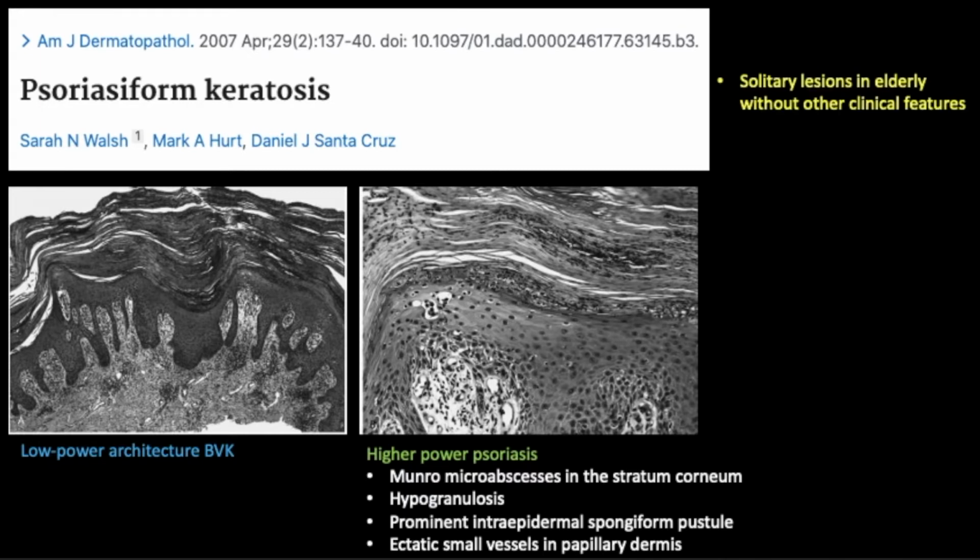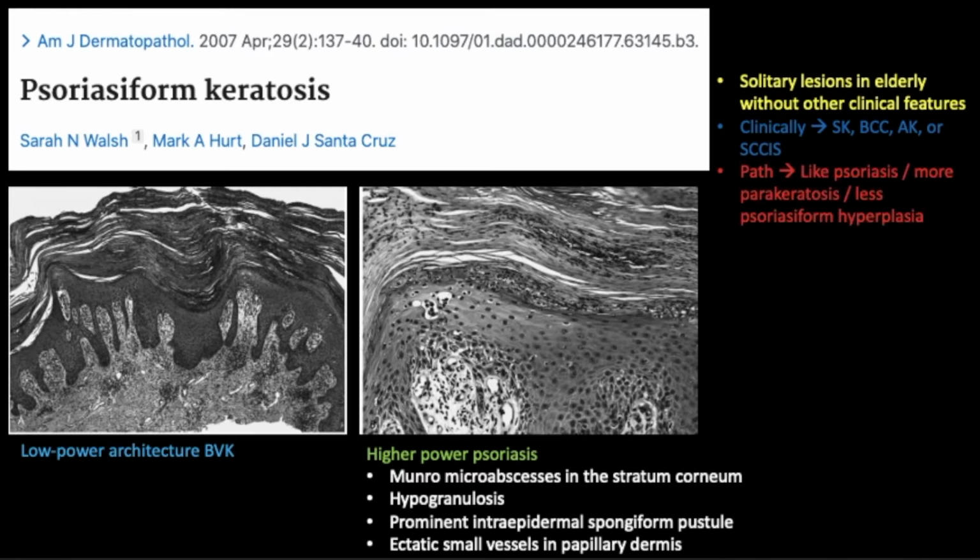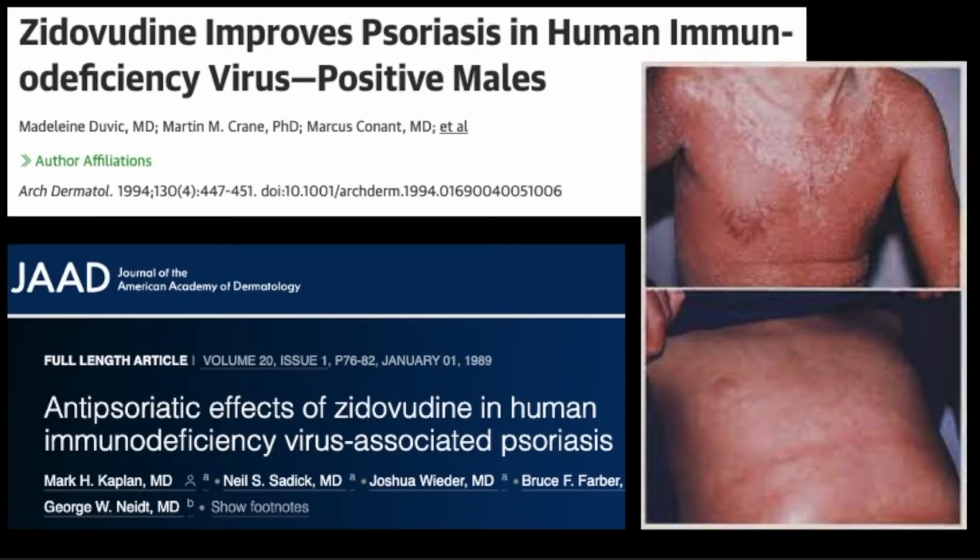The difference between this and the regular psoriasis is clinically this condition has a single lesion and is found in the elderly, and clinically it has multiple features. It could appear as SK, BCC, AK, or SCCIS. And on pathology, we see, in addition to the psoriasis features, the hyperkeratosis, as we see here, and also less psoriasiform hyperplasia than the regular psoriasiform hyperplasia we see in psoriasis.